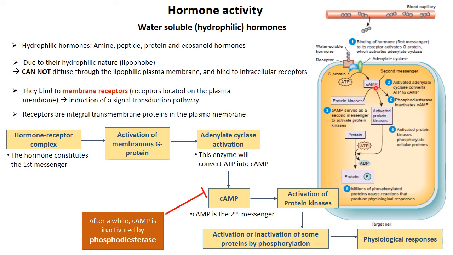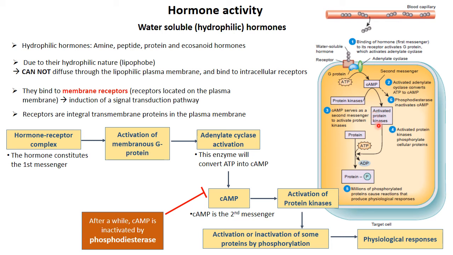Once the cyclic AMP is formed, it will induce the activation of protein kinases in the cell. Protein kinases are enzymes that catalyze the phosphorylation of proteins. And in fact, many proteins or enzymes in the cell are activated following their phosphorylation. So the phosphorylation of some enzymes leads to their activation. So this cyclic AMP activates those protein kinases, and those kinases will become active.